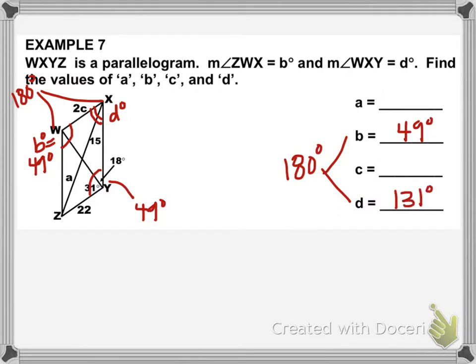All right, A is going to be congruent to the 15 because those are two halves of our diagonals, and our diagonals are both bisected when they intersect each other. So A has a length of 15. And then let's look at where the C is. This 2C is going to be equal to 22 because those are opposite sides and opposite sides are congruent. So 2 times what is 22? 2 times 11 is 22. So C is 11.